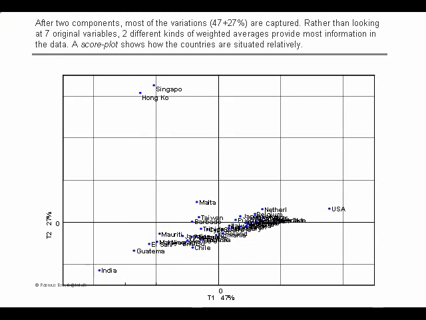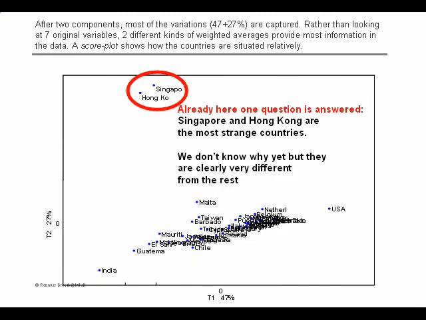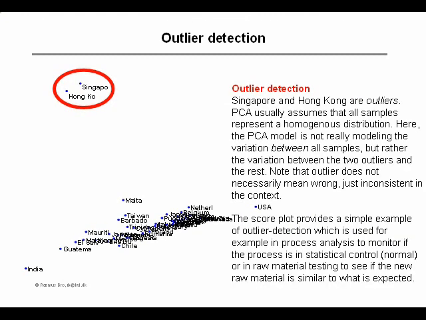And of course, the first thing we note is that there are 2 countries that are very different from the other ones. And that means we have actually already answered one of the initial questions. If we want to see what samples are most different or most strange, well, that has to be Singapore and Hong Kong. We don't know exactly why they are, but they are clearly different from the other ones. This is an example of outlier detection. Singapore and Hong Kong are outliers. Outliers meaning that they are different from the bulk of the data.